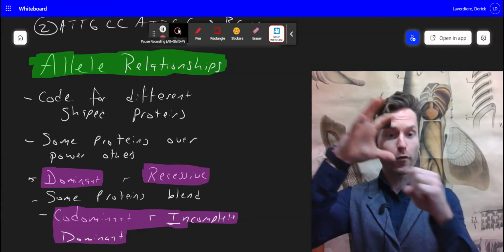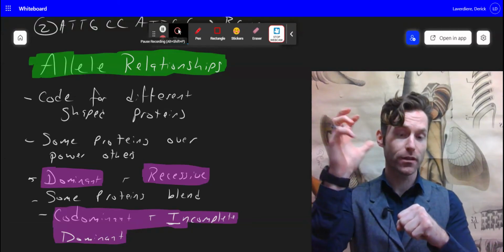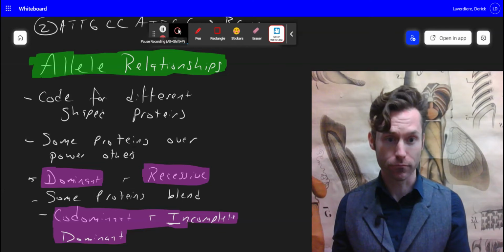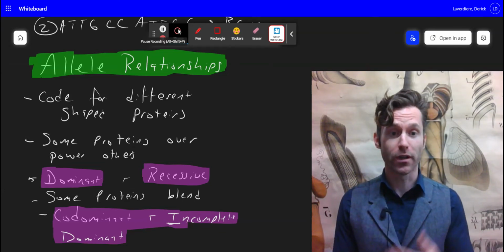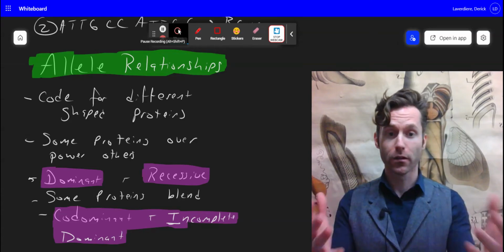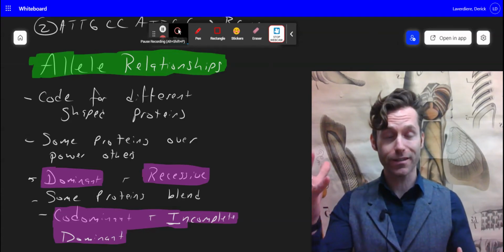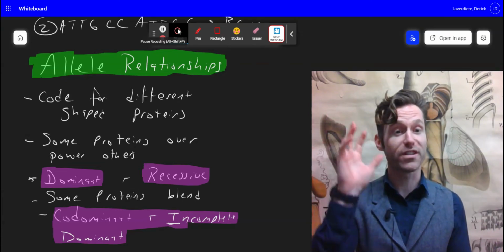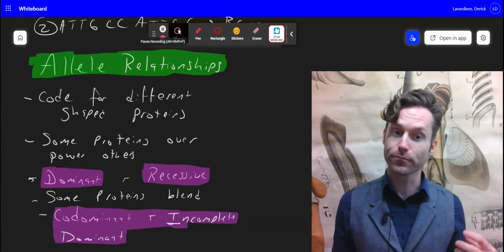Brown might overpower blue. And so if I have brown proteins, right, brown might show up and blue might get hidden. Now this is a typical relationship between different proteins made by alleles. Okay? And we refer to this as being dominant and recessive. So the dominant allele will present and the recessive allele will get hidden.